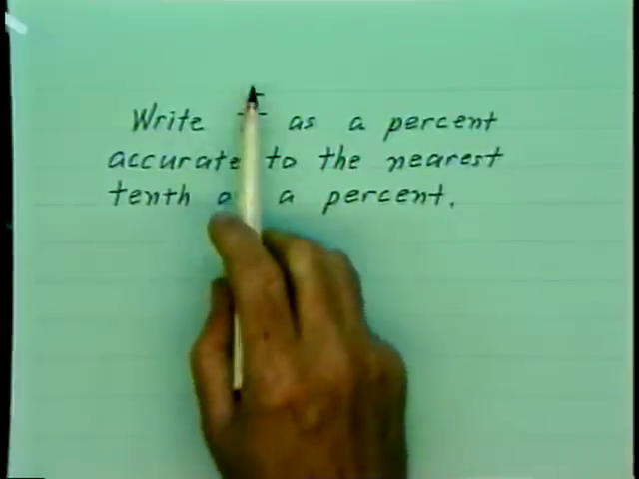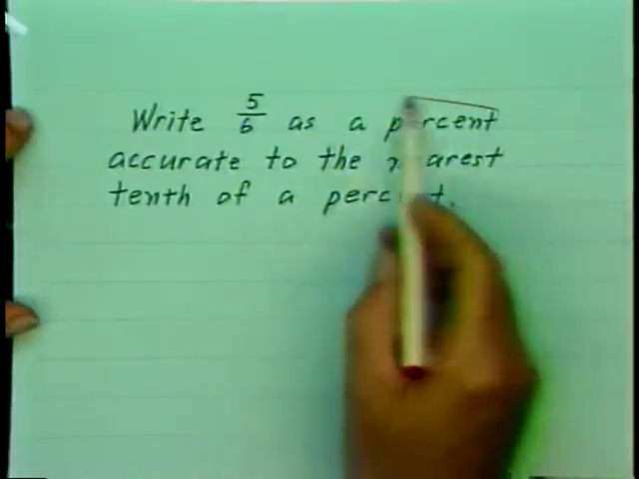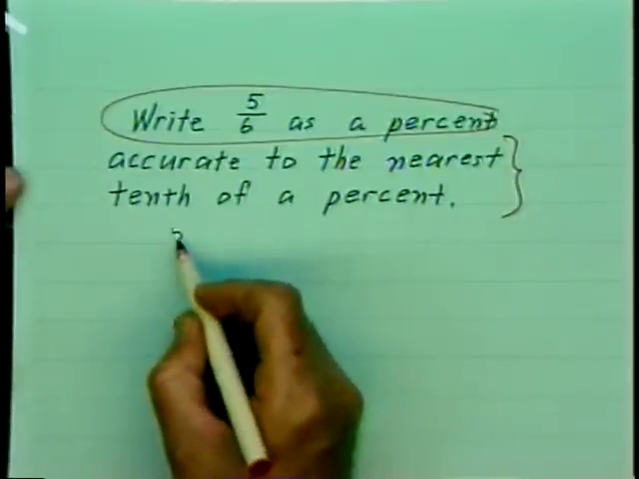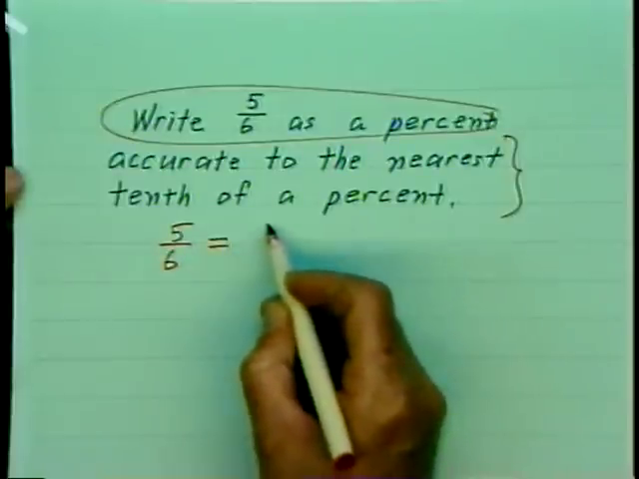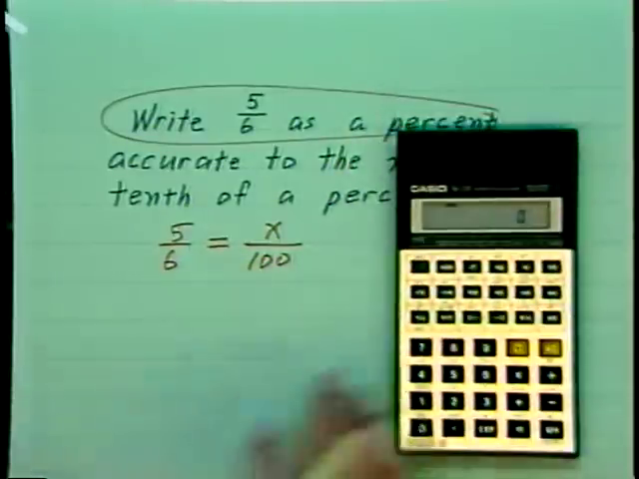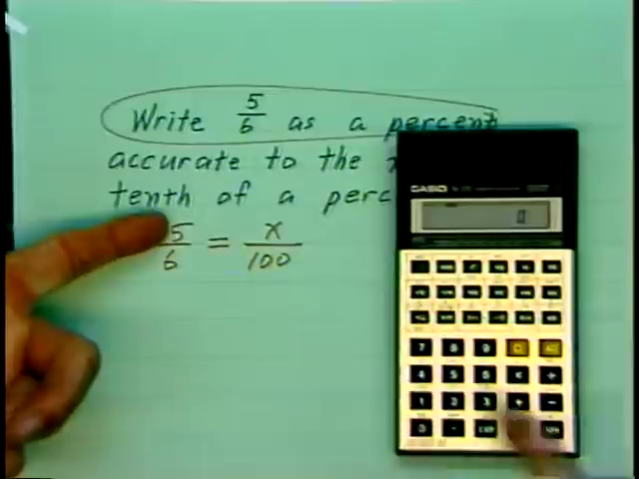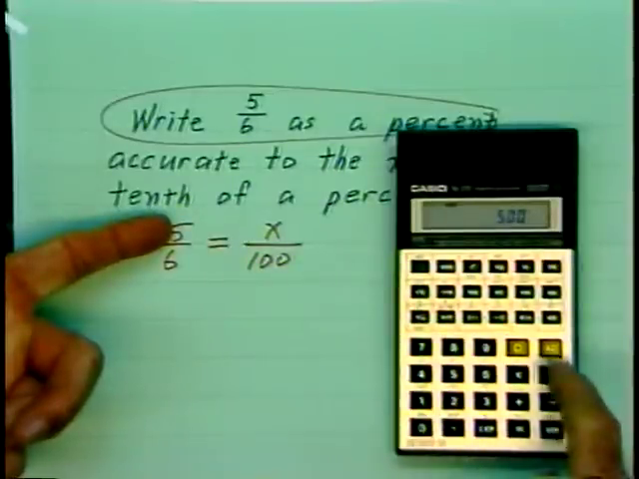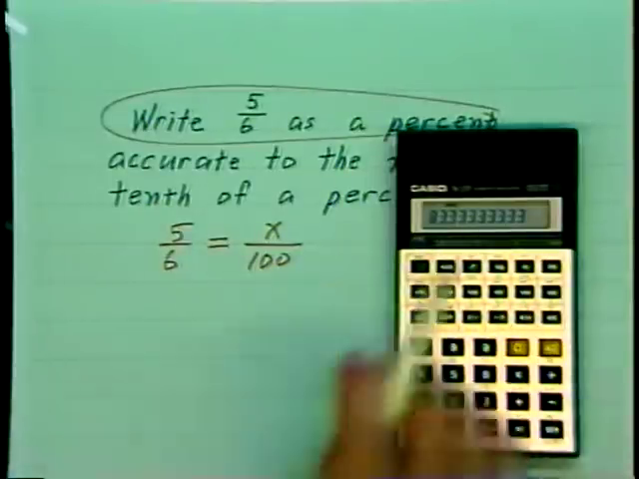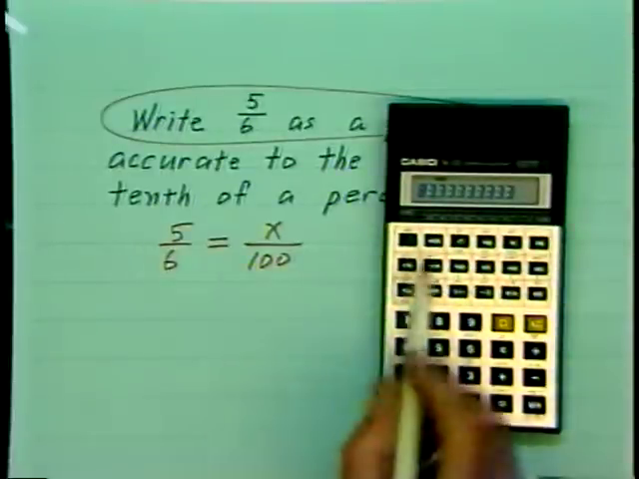Like this one: write 5/6 as a percent accurate to the nearest tenth of a percent. This is telling you what they want. This is merely telling you how accurate they want it. So I want 5/6 is what percent. And if you're allowed to use a calculator, and if you know how to solve percents, you're going to multiply this, which is 500, divide by 6, and that is the percent answer, but they want it accurate to the nearest tenth of a percent, which this is. This is percent form already.